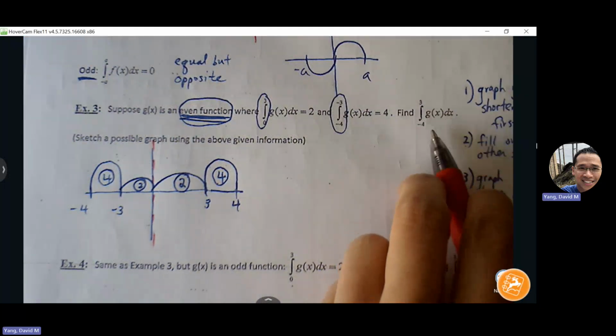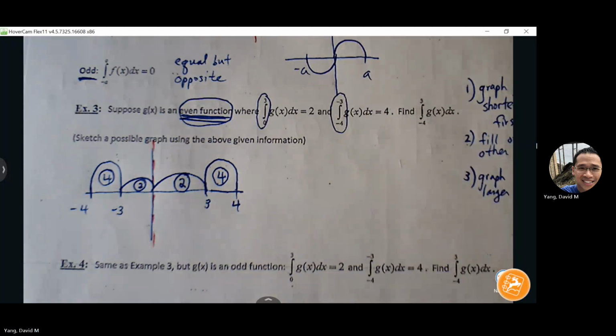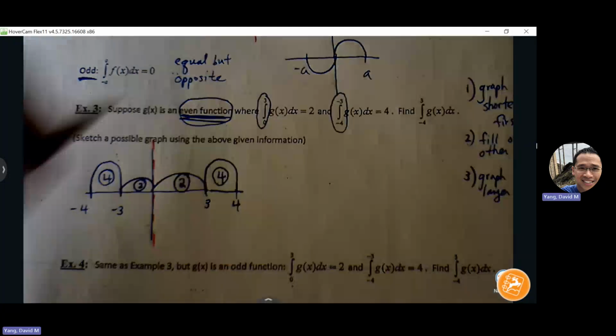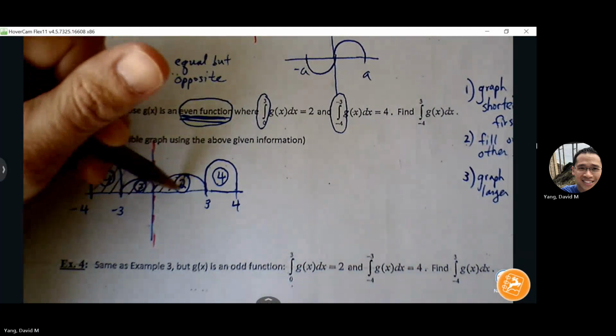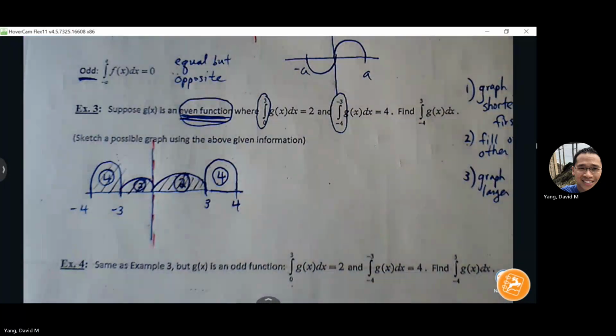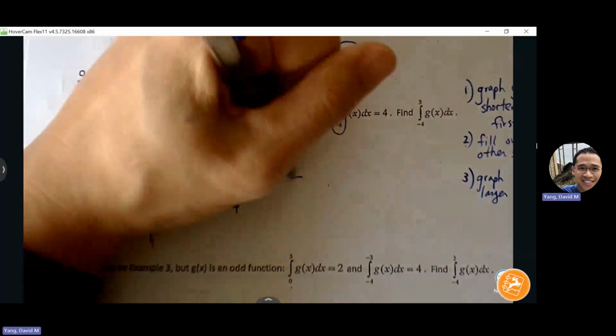Now we're going to total the area. It may not be the full area, it's just going to be whatever they're asking for. So from -4 to 3, we're going to total those numbers up. What's that equal to? 4 plus 2 plus 2 equals 8. Yep, that's your answer there.